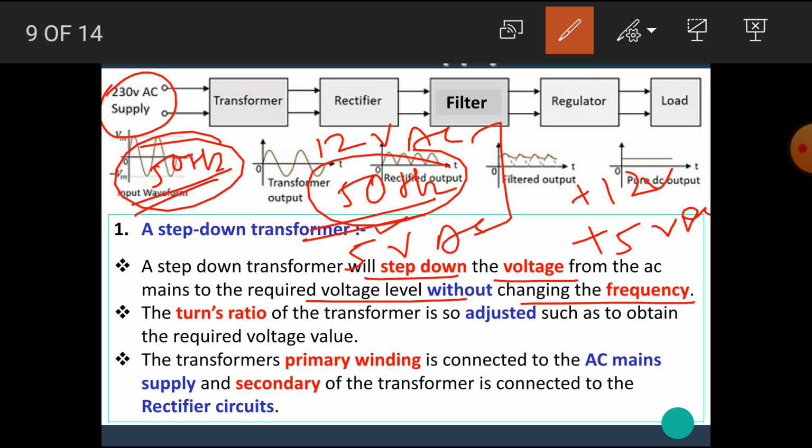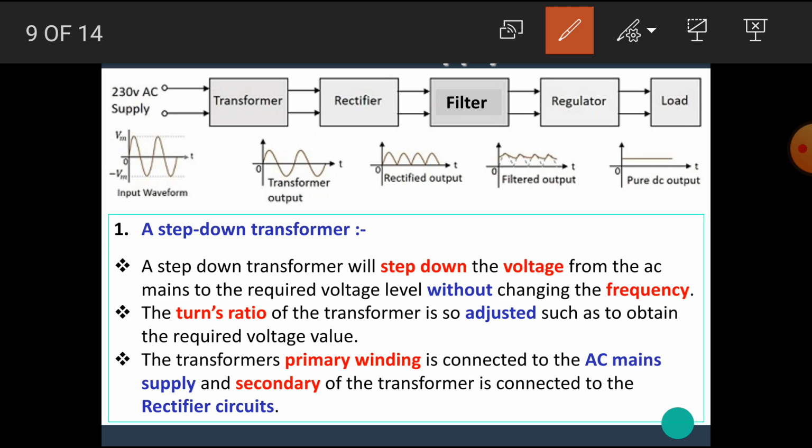The input has the frequency 50 Hz and the output has the frequency also 50 Hz. The only difference is that the input voltage is larger than the output voltage. Okay, this happens in case of the step down transformer. The turns ratio of the transformer is so adjusted as to obtain the required voltage value. The transformer's primary winding is connected to the AC mains and the secondary of the transformer is connected to the rectifier circuit. We know that the transformer has two windings.